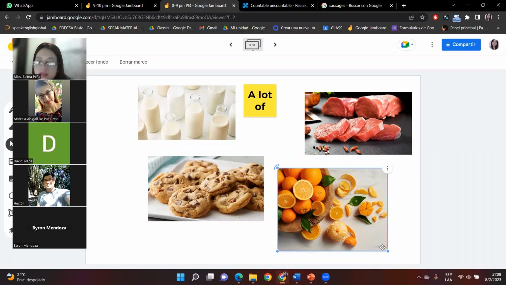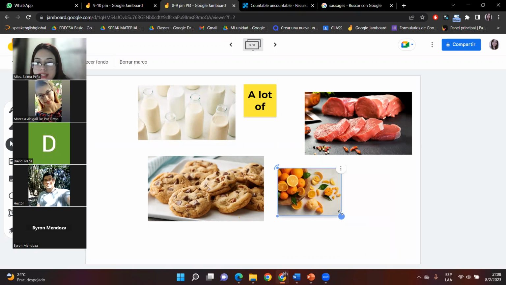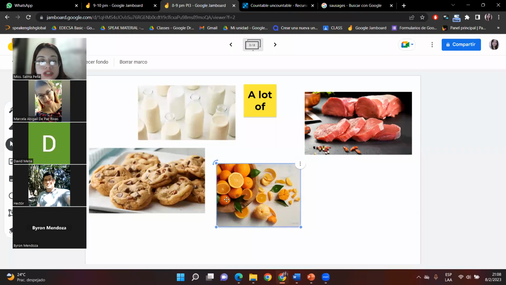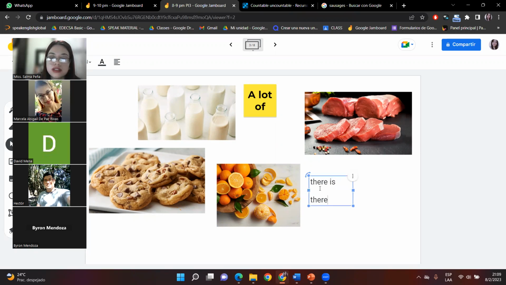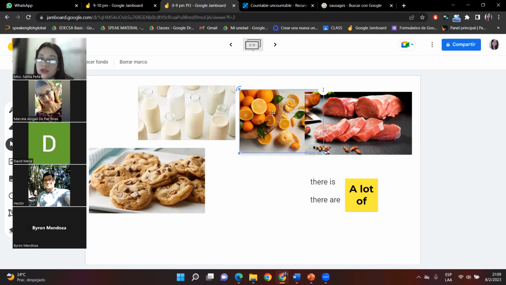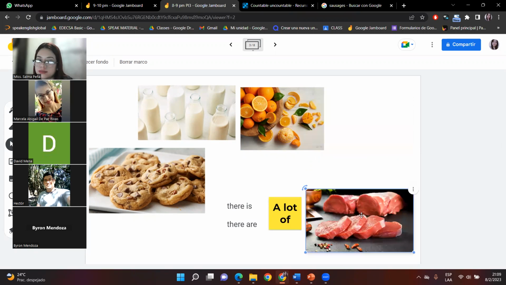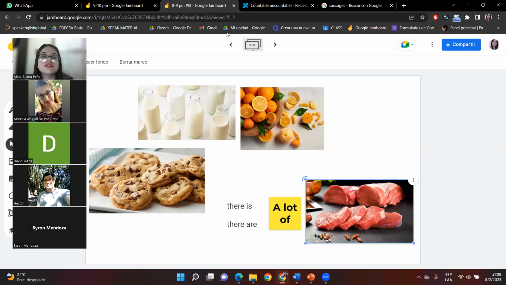As you can see in this presentation, in this slide, you have different types of food, different nouns. Some of them are countable and some of them are uncountable. So if I write here, there is and there are, and you want to use the quantifier a lot of, you can use it with both categories. But which would be the correct one? We're going to practice this type of expressions.